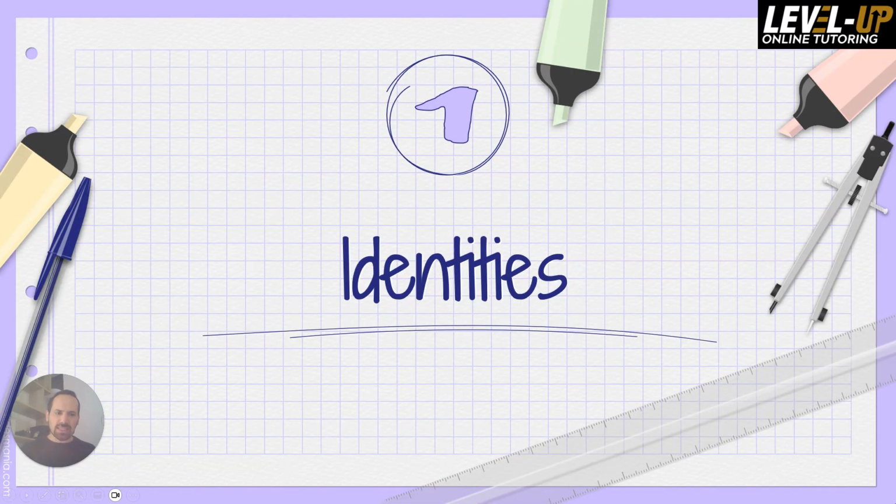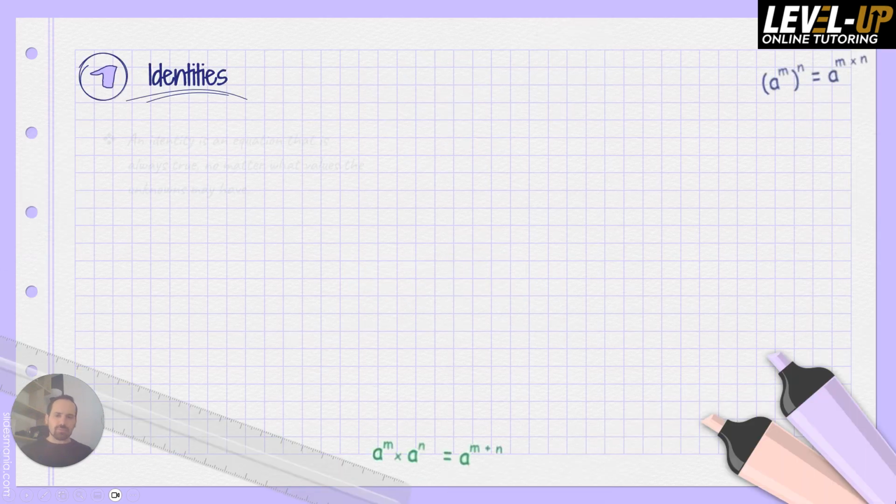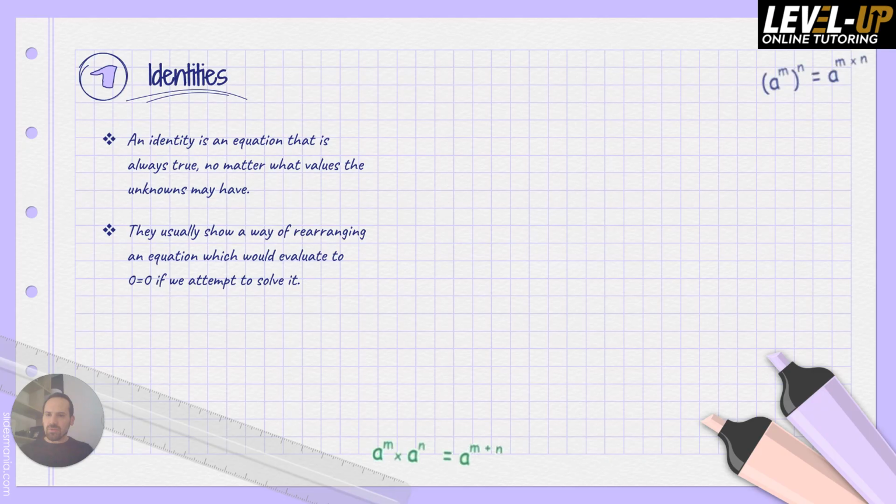So let's start off with identities first. An identity is an equation that is always true for all values. It's not a general equation that we're trying to solve. It's something that's always true, and we can use that to rearrange an equation into perhaps a more useful form. If you actually tried to solve the identity the way you would a normal equation, it would just come out to something like 0 = 0. It'd be pointless because it doesn't actually carry any information.